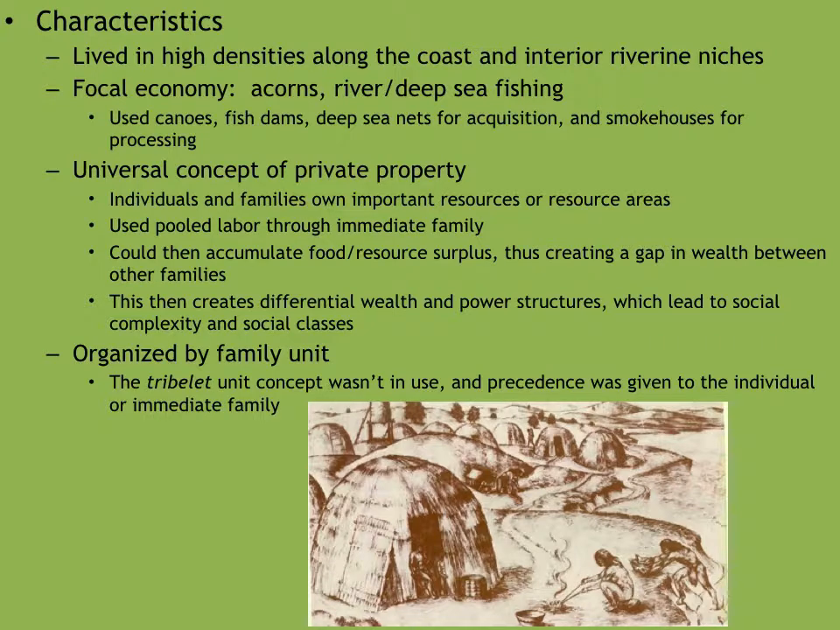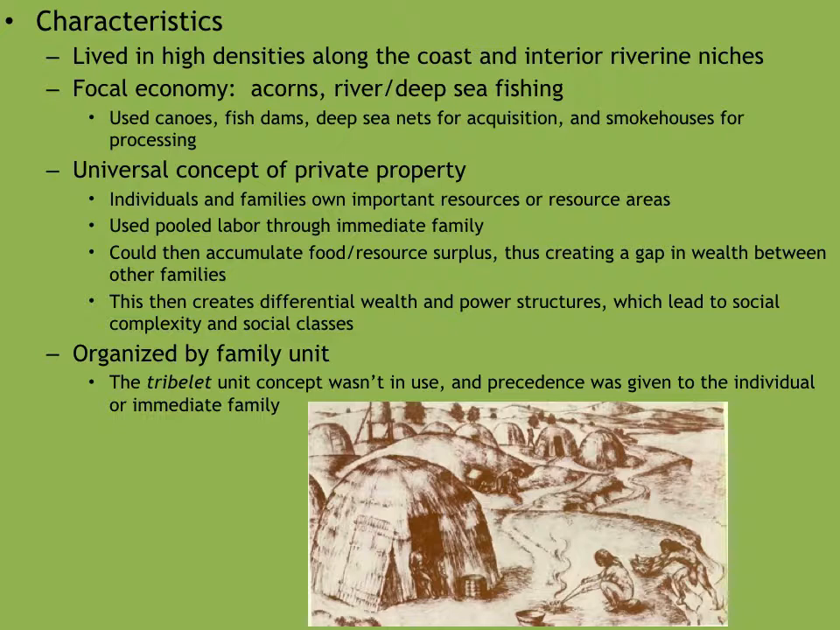In general, the Northwest Coast Group lived in high densities along the coast, and to some extent these interior riverine niches. So they would locate themselves along these very vast ranging river networks that would eventually flow out into the ocean.